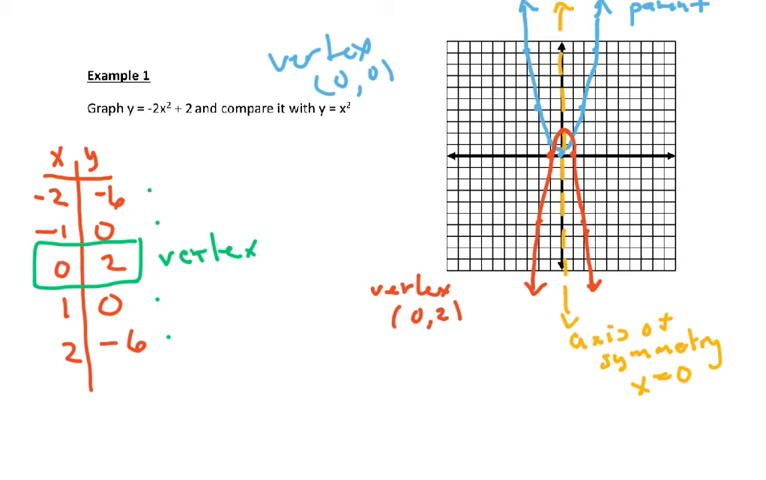You can tell that our red graph obviously faces down. Why is it that it faces down? Because this negative sign right here makes that happen.